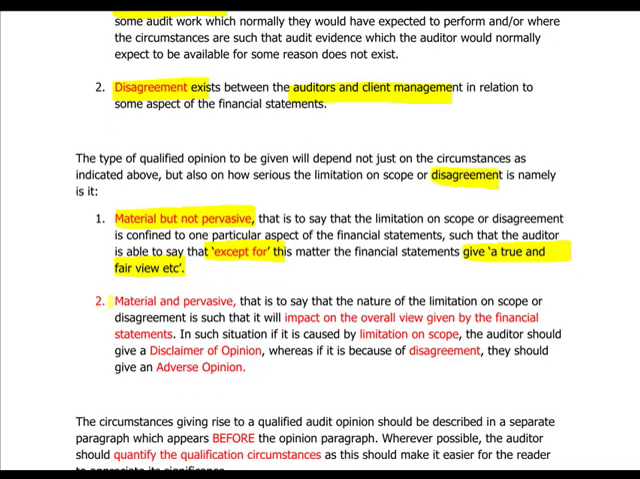Or it can be material and pervasive, which means that the disagreement is affecting the view on the financial statements as a whole. So if such a situation is caused by the limitation of scope, then the auditor is issuing a disclaimer of opinion, while if it's because of a disagreement, then the auditor is issuing an adverse opinion on the financial statements.